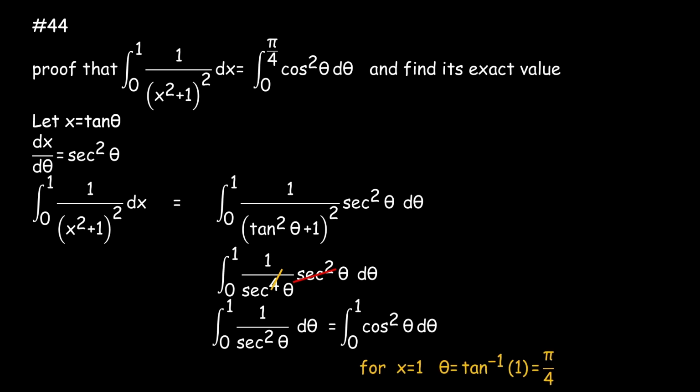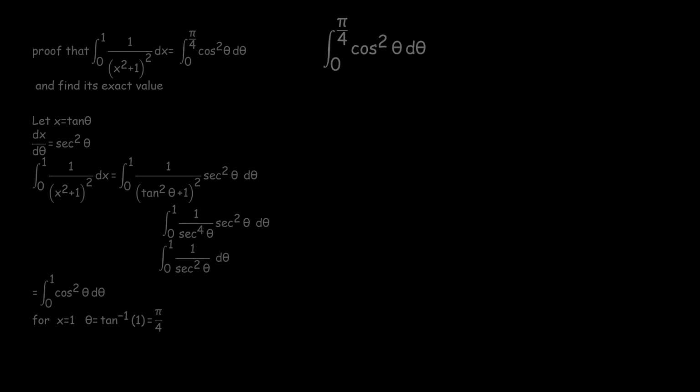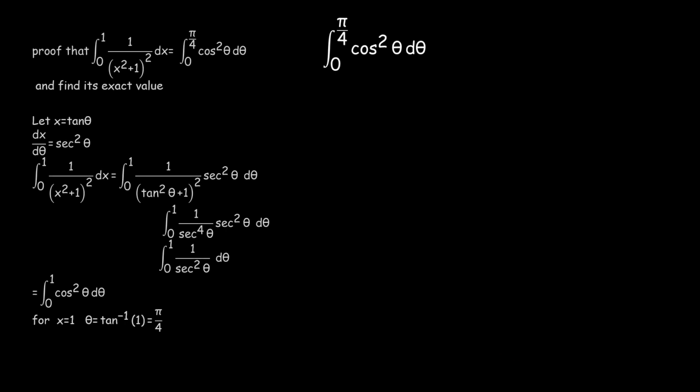For x equal to 1, theta is tan inverse of 1, which is pi over 4. Remember, we had first of all let x be tan theta, right? So in this case, it will be pi over 4 when x is 1, and for 0, we would still have a 0. Okay, now for us to find the exact value, we need to integrate from 0 to pi over 4 cos squared theta.